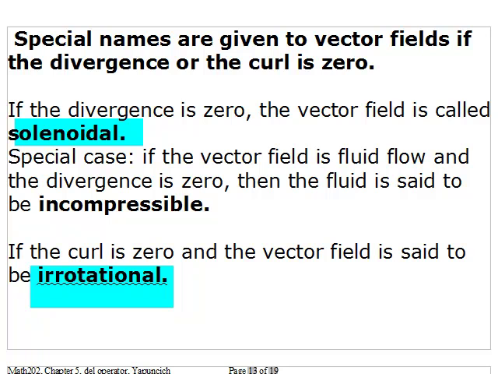And if the vector field is a fluid flow and the divergence is 0, then the fluid is said to be incompressible. So these are special names that are given to the vector fields if the divergence or the curl is 0.